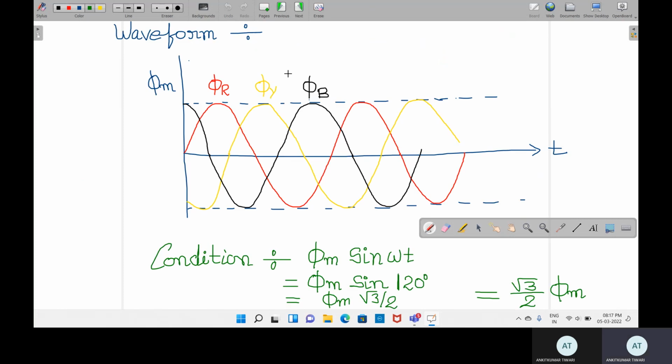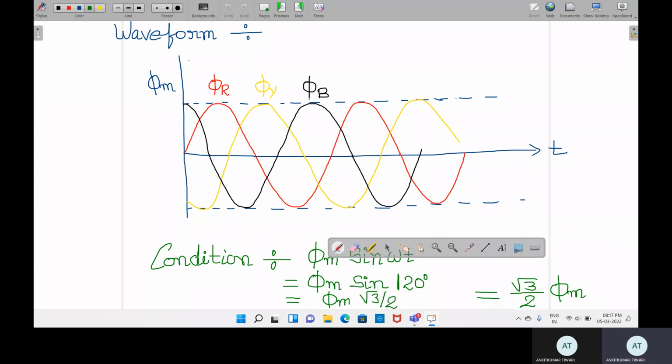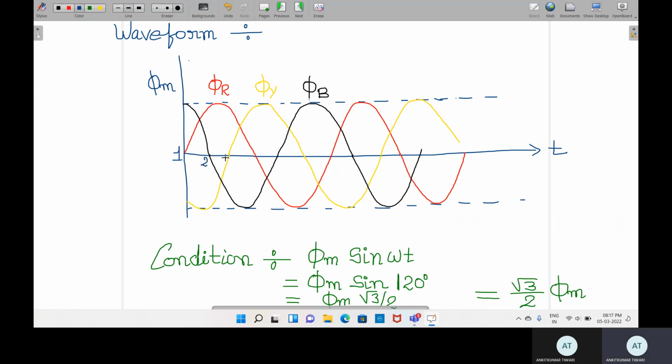Now, we will see the conditions with vector summation, but how do we study this? How do we observe these diagrams? To observe it, we will place certain points over this graph to observe all the quantities phi r, phi y, and phi b. So I denote 4 different quantities. This is instant 1 first. This point is instant 2. This point is instant 3. And this point is instant 4.